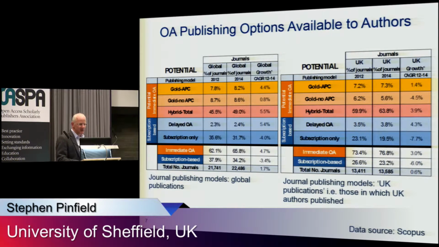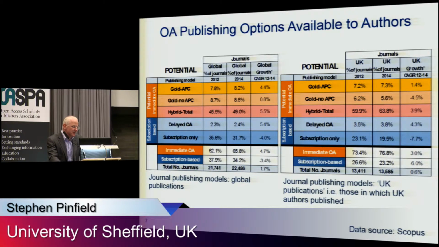You'll see that there is a comparison here between the potential options, that is, options available to authors. This is not what they do at the moment. This is what options are available to them on a global scale, first of all, on the left, and for the UK on the right. By "for the UK", we mean those journals in which UK authors published during the period covered.